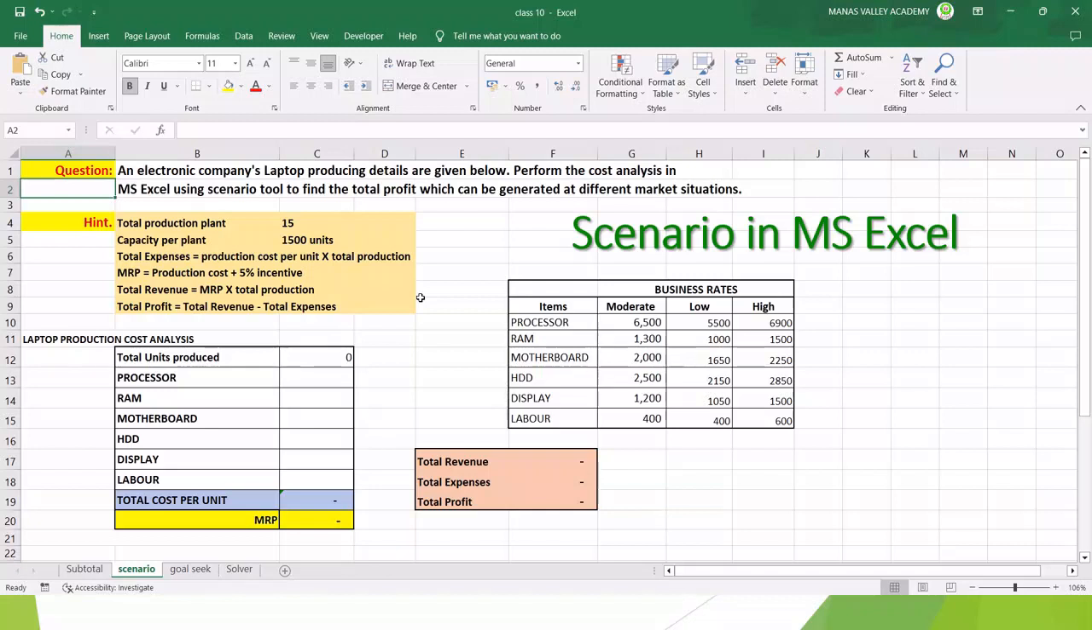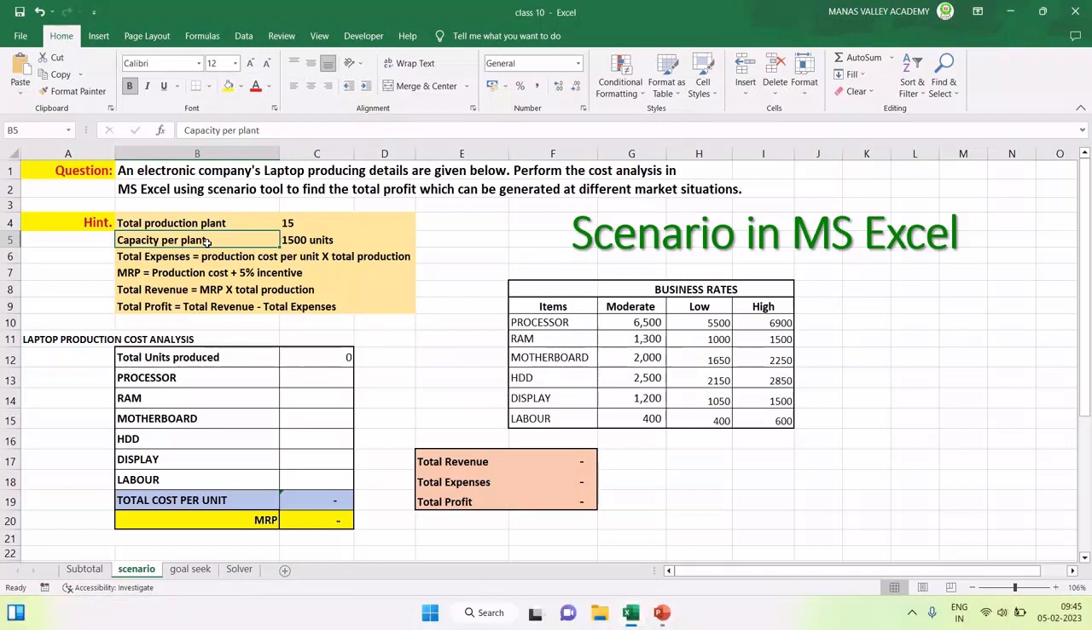Now you have to calculate the total profit which can be generated by a particular company at different market situations. Now here if you see, some hints are given. In the hint, the first point says that total production plants equals 15. That means there are 15 plants all over the world of that particular company where they produce the laptops. Now it says capacity per plant. That means in each plant, how many units of laptop can be produced at one given point of time.